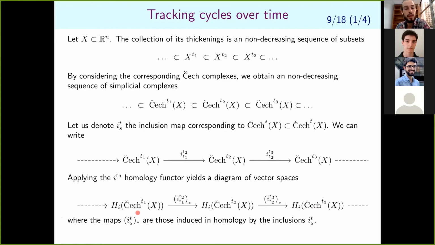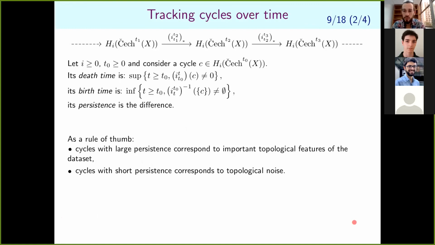And now, I'm able to talk about topological noise. I can define persistence. So choose a cycle somewhere in your complex. A topological feature of your thickening. You can define its death time as the largest value of T such that its image is non-zero, okay? If I pick a cycle here, I can look at the image of the cycle in the larger thickenings. And I will define its death time as the largest value for which it is still non-zero, okay? And at some point, my cycle will become filled and this will be zero.